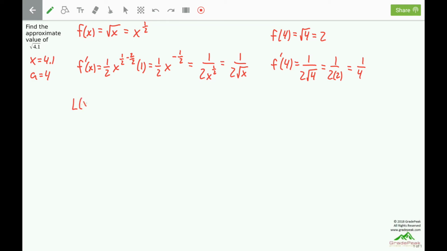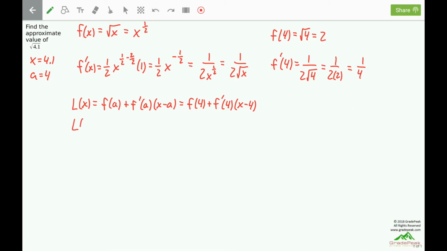The linear approximation formula, L of x equals f of a plus f prime of a times x minus a. For this problem, the a value is a 4, so this will be f of 4 plus f prime of 4 times x minus 4. We have values for f of 4 and f prime of 4 that can be put into place.